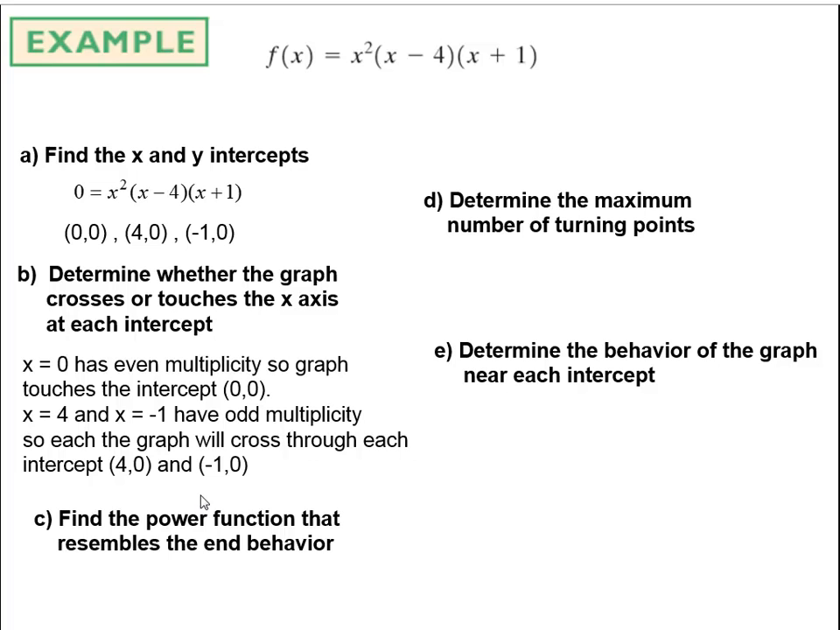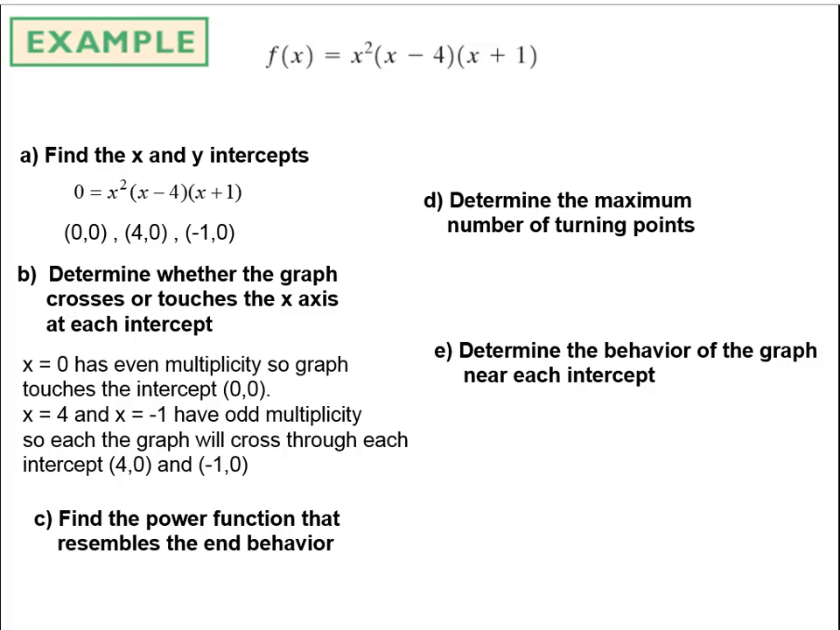Letter C says find the power function that resembles the end behavior. So for this one, this is a little tricky in this case because it was given to me in a factored form. I kind of have to envision if I multiply all of this out, what's the leading term? It's not that difficult, right? But I'm going to basically have x squared. Here's x squared times x, which is x cubed, times this x, which is x to the 4th.